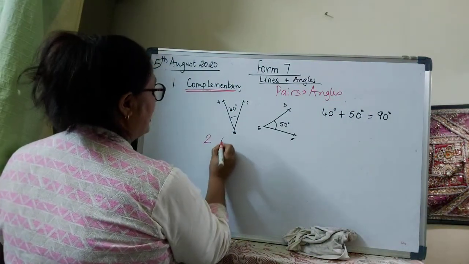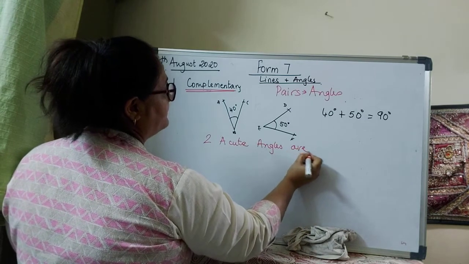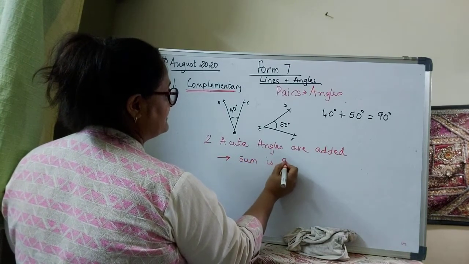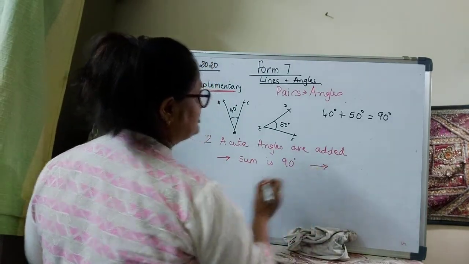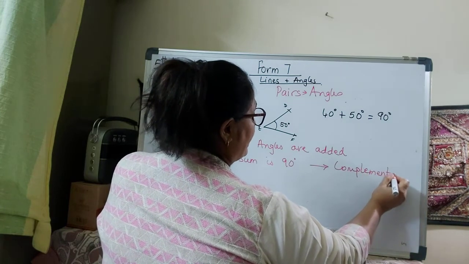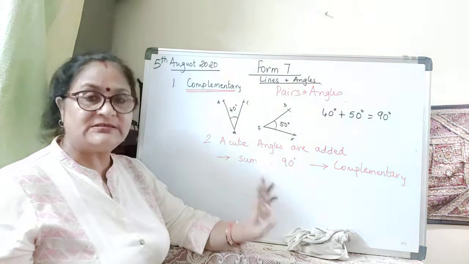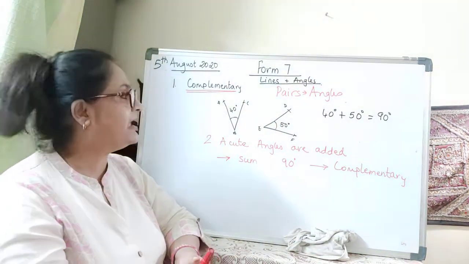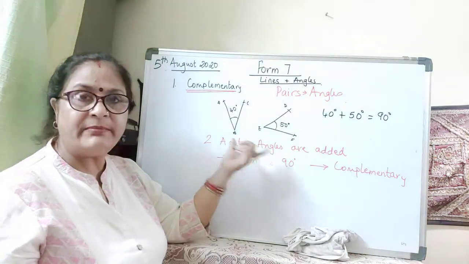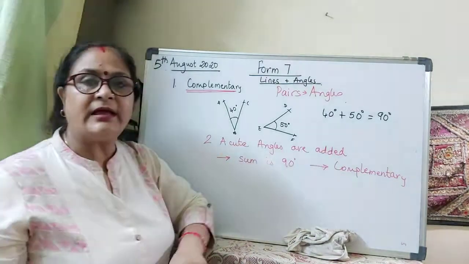Both of these are less than 90. So when two acute angles, less than 90 degrees, are added, and if their sum is 90 degrees, then these two angles are known as complementary angles. Complementary angles must be two angles, and both must be acute, because only when acute angles are added can you get 90 degrees. If one is acute and one is obtuse, more than 90, you will not get complementary angles.